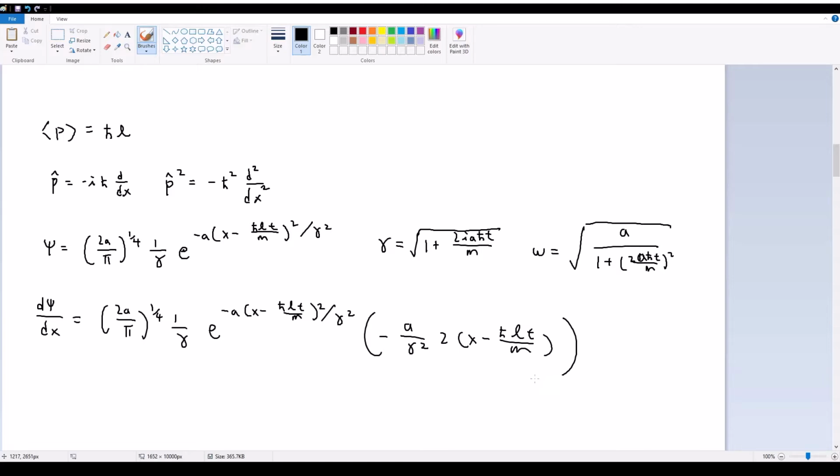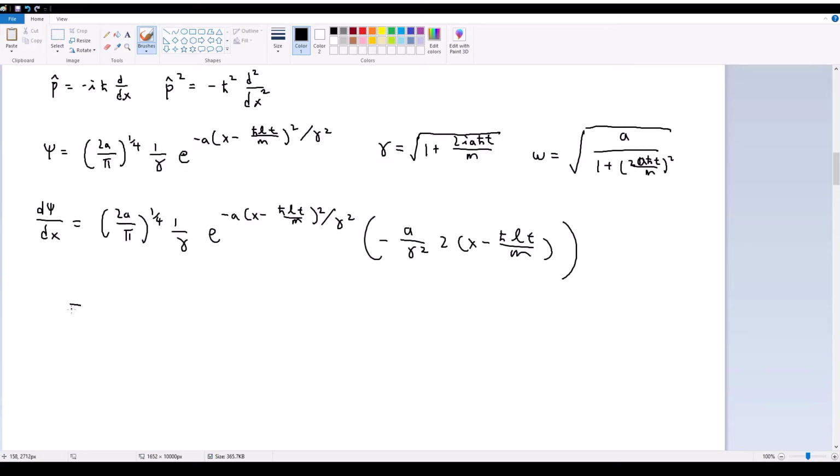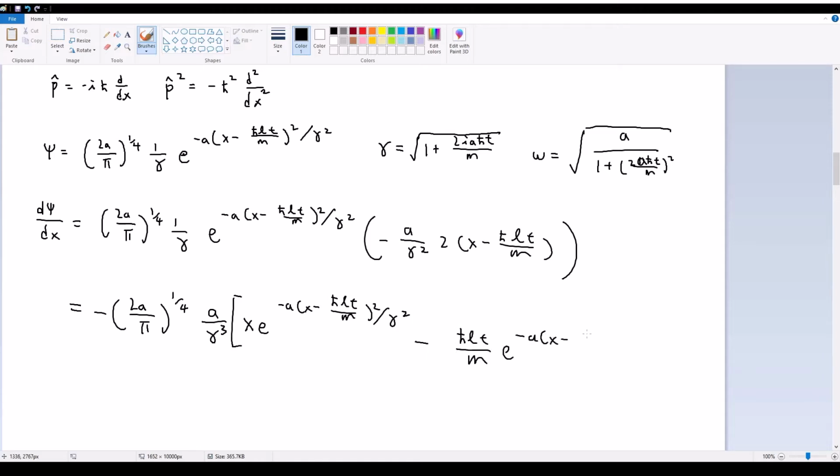So at this point, if I want to make this a little bit neater, we have to move some stuff over. 2a over pi to the power of 1/4, negative at the front, a over gamma cubed, x e to the negative a x minus h bar lt over m squared over gamma squared, minus, what is that going to be, h bar lt over m e to the negative a x minus h bar lt over m squared over gamma squared.